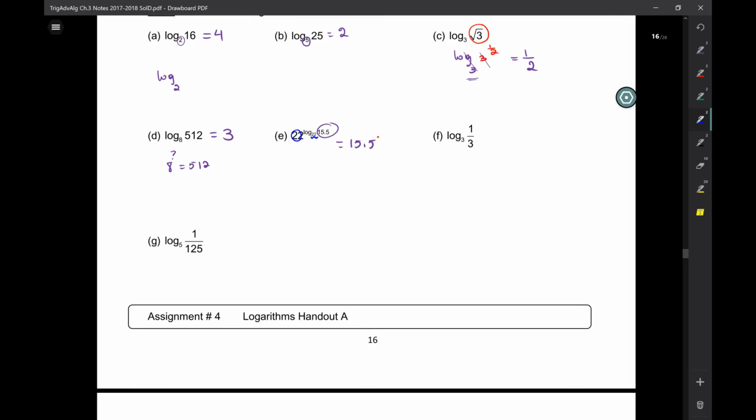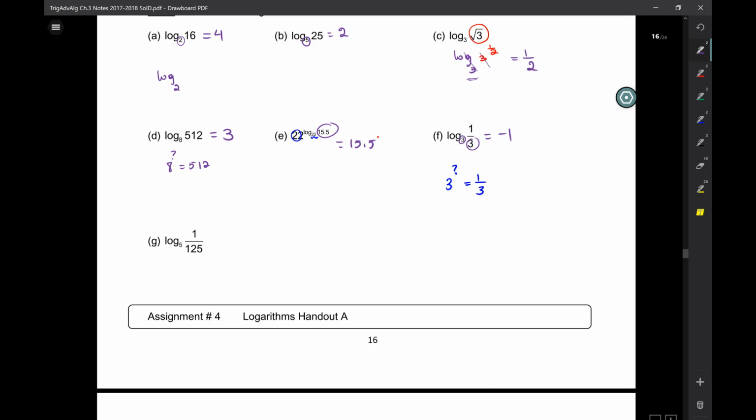Okay, now take a look at this next one. The question is, 3 to the power of what will give me 1 over 3? Not -1, okay? So here's how I do it. I have a 3 here, I have a 3 here.